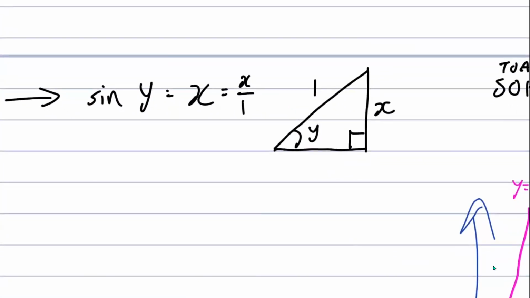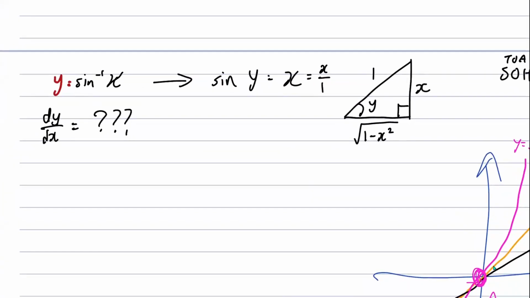Then how do you get the remaining adjacent length? Pythagoras. What is it? Square root of 1 minus x squared. Yes, square root of 1 minus x squared. Okay, good. So from there, we have sine y equals x. How do you find the derivative? Very simple. Differentiate. Differentiate sine y, differentiate x.